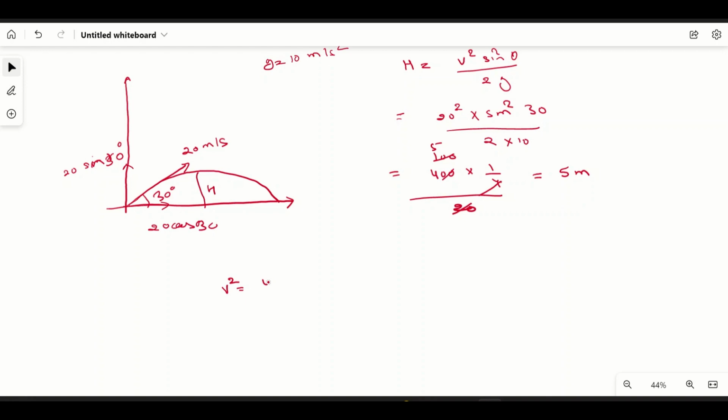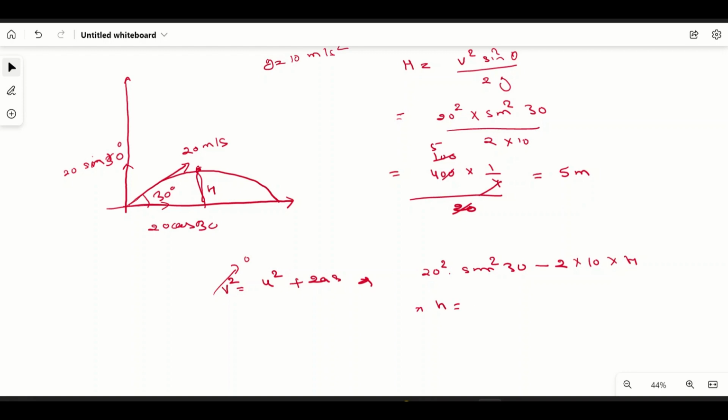v square is equal to u square plus 2as. You know this formula. So for the vertical component only, v, the final velocity at this point, will be 0, because at maximum height velocity is 0, only the horizontal component is there. So u square, u is 20 sine 30, so 20 square into sine square 30 minus 2, a is minus g, which is 10 meter per second square, into h. h is the distance travelled in the vertical direction.